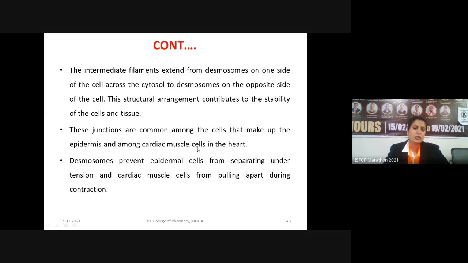Another function of these desmosomes is that they prevent the epidermal cells from separating under tension. Whenever there is any tension on the surface of our skin, they resist this tension, not only in the epidermis but also preventing the cardiac muscle cells from pulling apart during contraction.